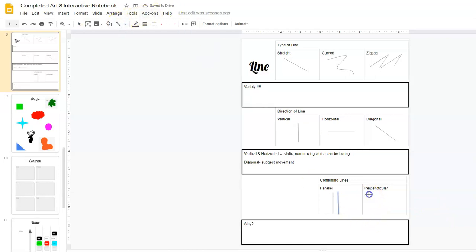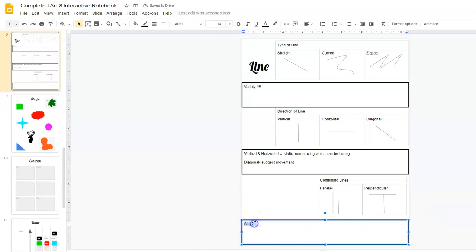Perpendicular, on the other hand, have two lines that are going in opposite directions, and they intersect at a 90-degree angle. This is important to know because parallel lines create a sense of unity.